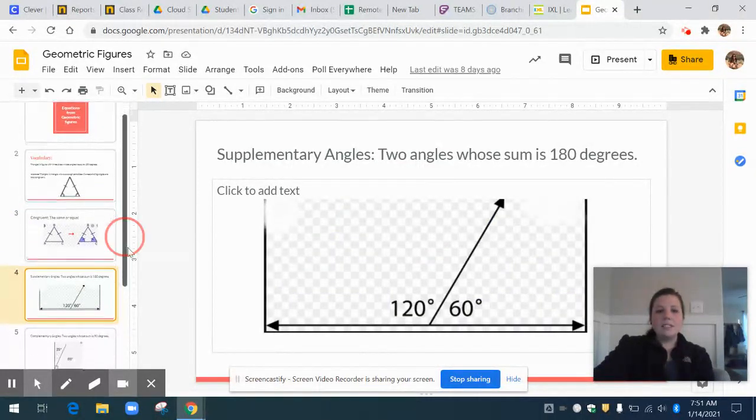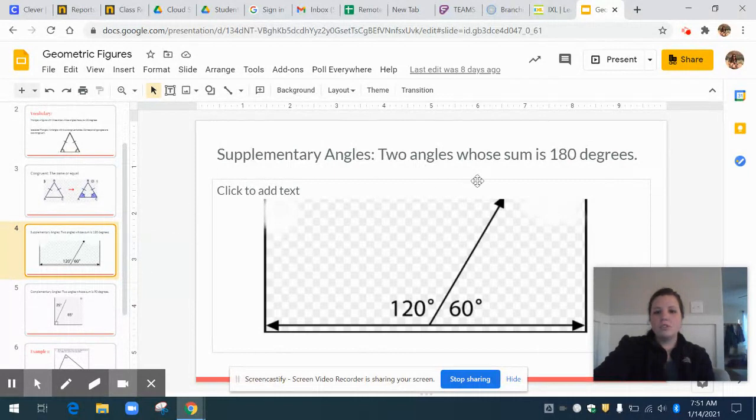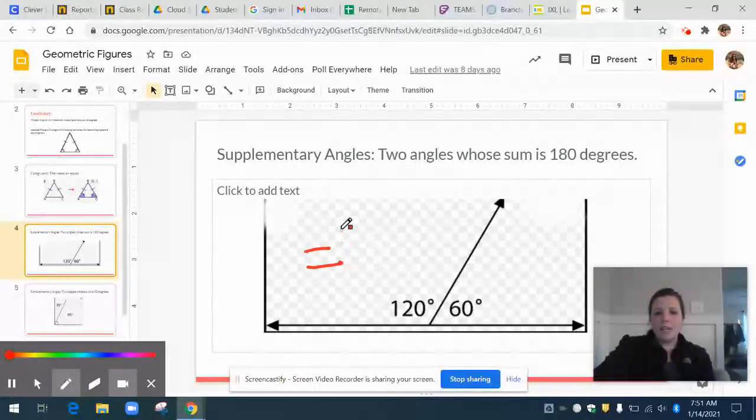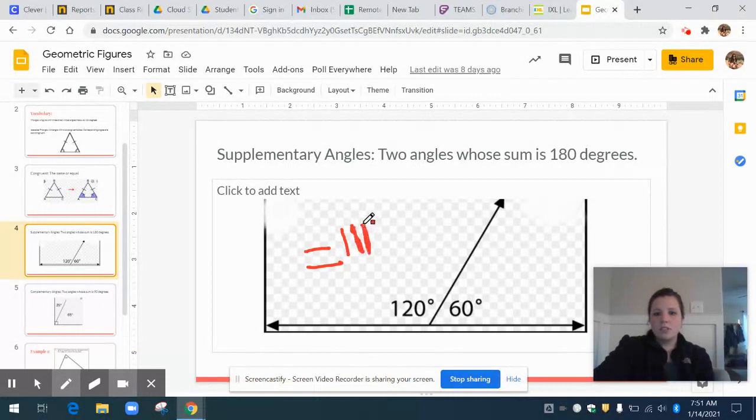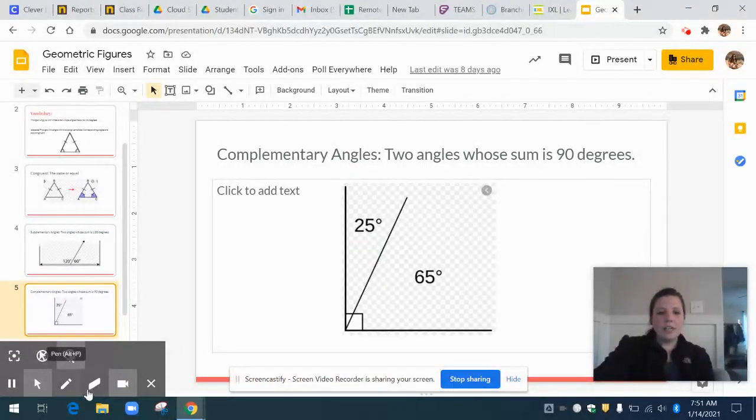Okay, the next thing is supplementary angles, and it's two angles whose sum is 180 degrees. So if I add the measure of this angle here, which is 60 degrees, plus the measure of this angle here, which is 120 degrees, that's going to give me 180 degrees. So if you see the word supplementary angles, you need to know that the two angles are going to add to 180 degrees. Okay? My next word here is complementary angles, okay?